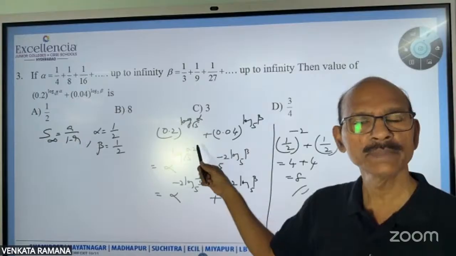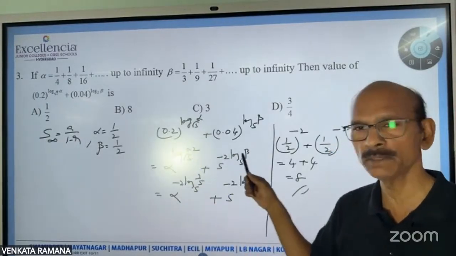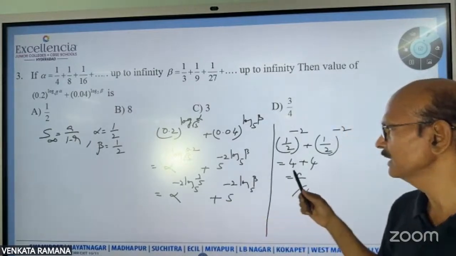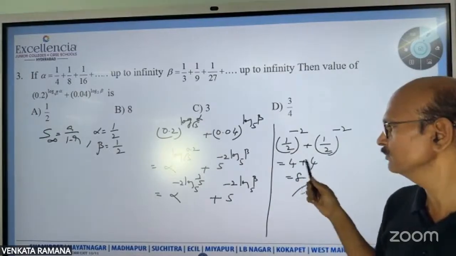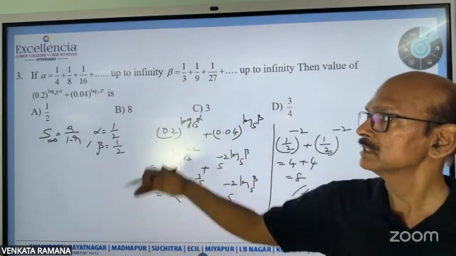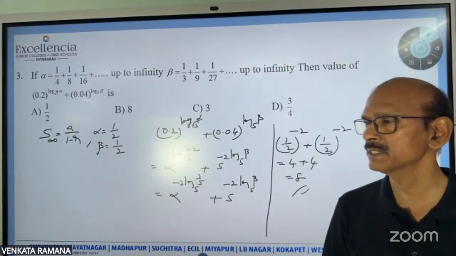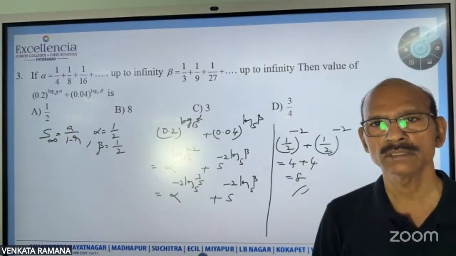So 0.2 can be written as 1 by 5. Root 5 means is nothing but 5 power minus 2. All are logarithmic properties. So finally you get alpha equals 1 by 2 power minus 2. That is nothing but 4 plus 4, 8 is the answer. It's a combination of sequence and series and logarithms. It comes under a medium, moderate problem, maybe for some students.